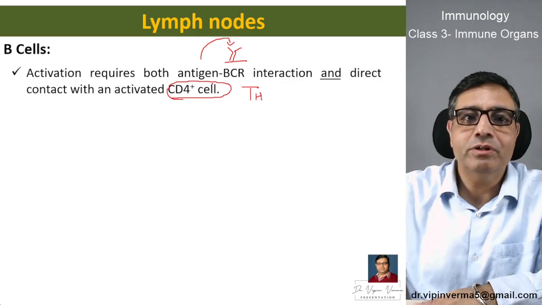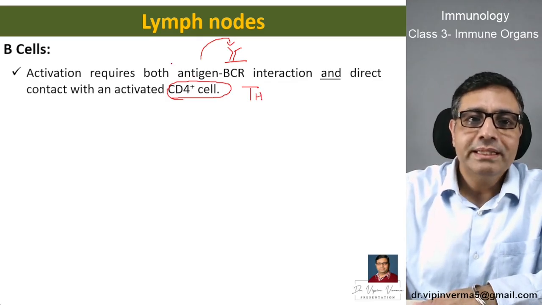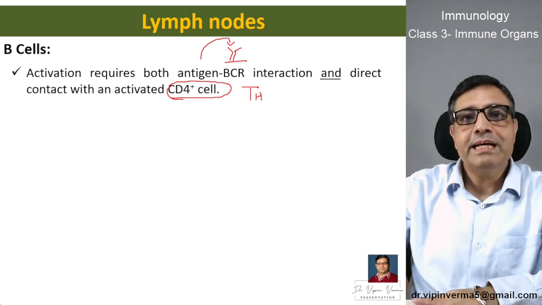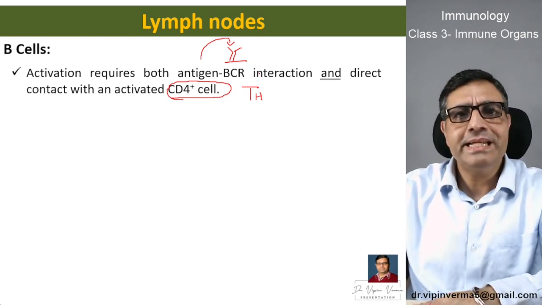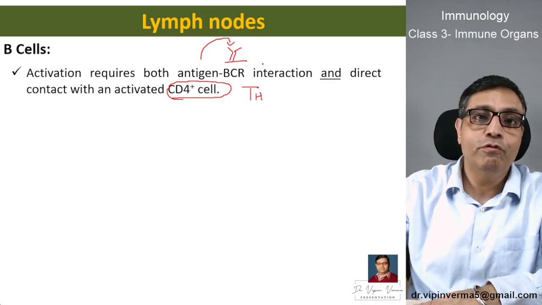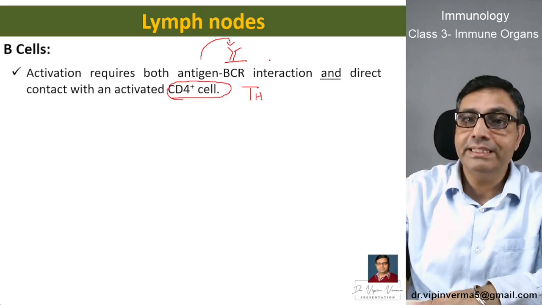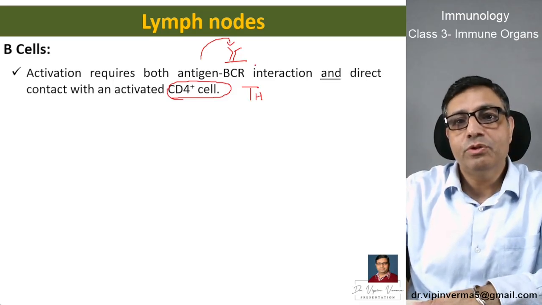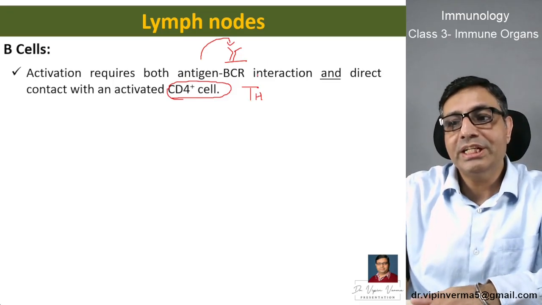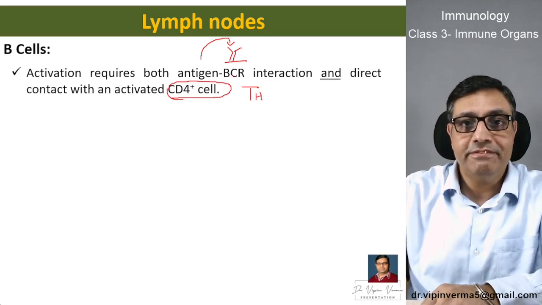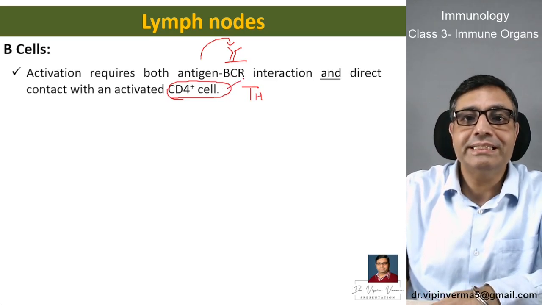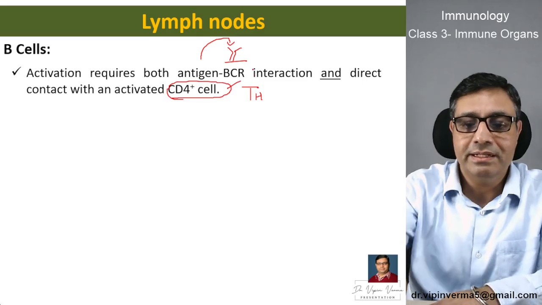That is required because we saw that once B cells are engaged with the antigen using their BCR on the surface, they are only partially activated. They are not completely activated unless they move to the region of the T helper cells, the paracortical region, and there they find the T helper cells which can give them the complete activation. So this is a TH cell dependent activity.